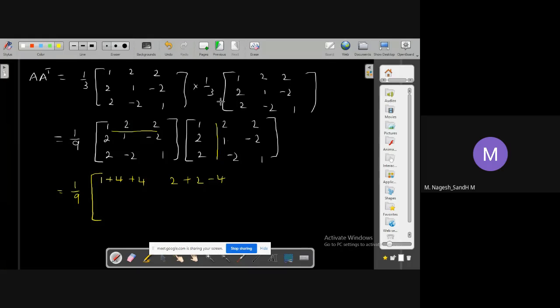Next, first row into third column. Third column, you have to do 1 into 2, 2. 2 into minus 2, minus 4. 2 ones are 2. Okay. Next, we erase this. If anybody doesn't know, learn matrix multiplication from here.